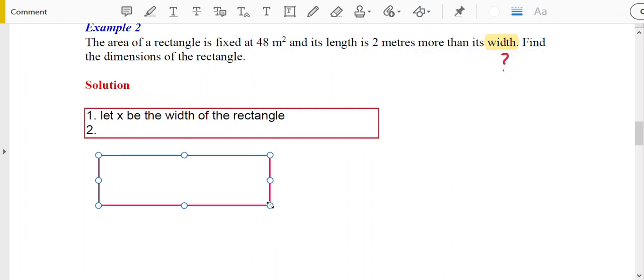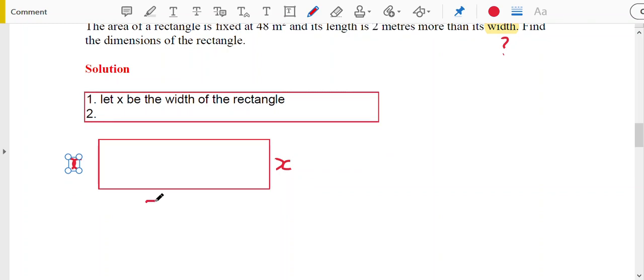So here's my rectangle. And now I mark in what I know. The width is x, so I'll put x on the width. And I'm told that the length is 2 meters more than the width. 2 meters more just means to add 2. So x plus 2. So the length is x plus 2. Okay, so that's step 2.